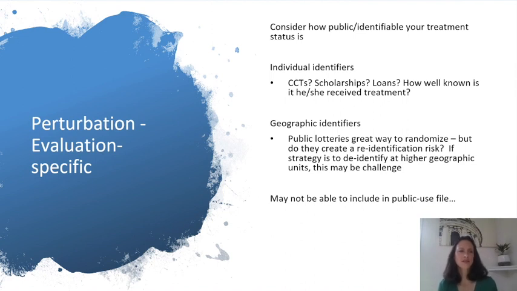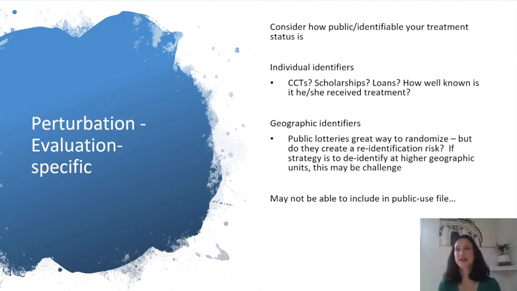So think through your treatment status variable carefully, and whether it is in itself an indirect identifier, based on how treatment status was assigned and what was known about individuals who participated in that program and where they live. So it's not an easy thing to get around.